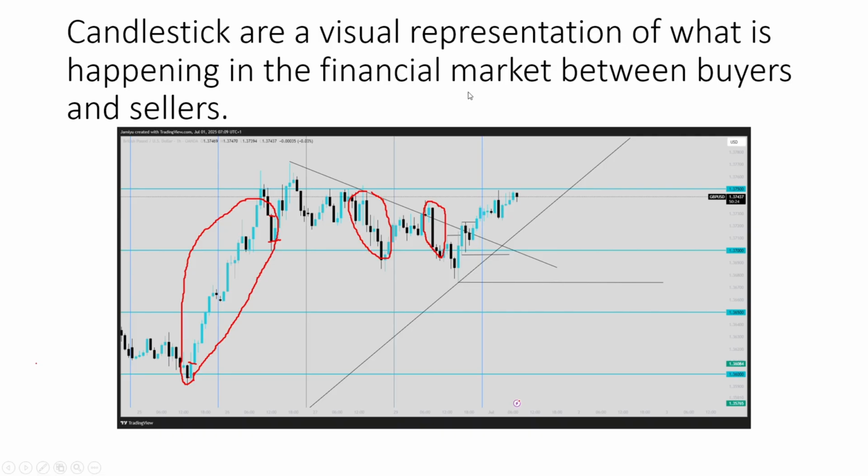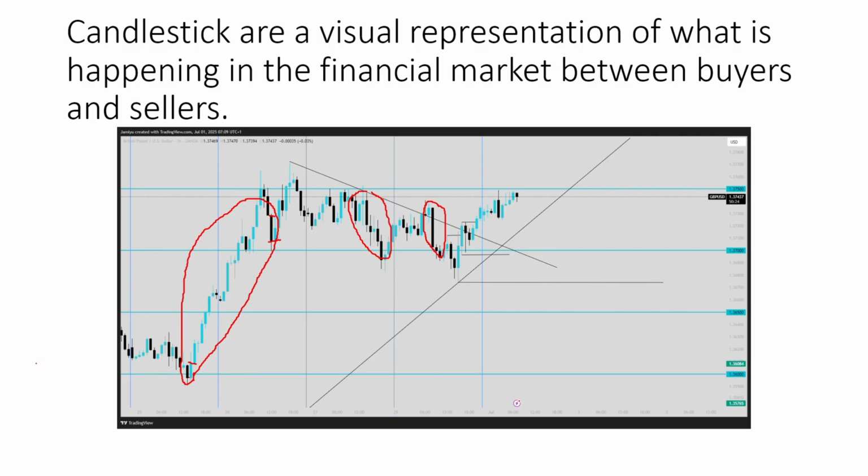Candlesticks are a visual representation of what is happening in the financial market between buyers and sellers. When I say between buyers and sellers, you can look at this red circle that I've drawn. These are buyers in the market, but we don't just have buyers. We can't just be having buyers. No, we are going to have sellers in this market.